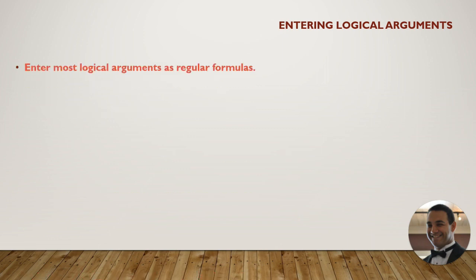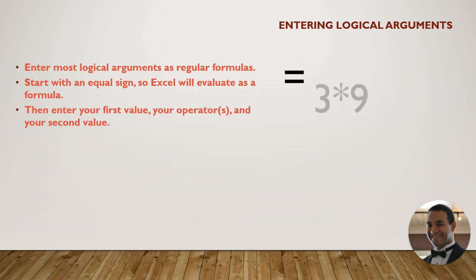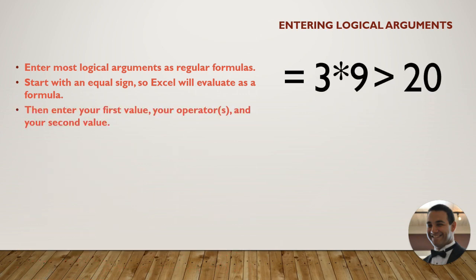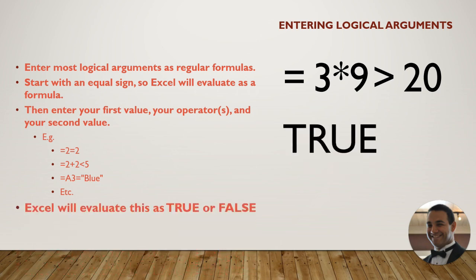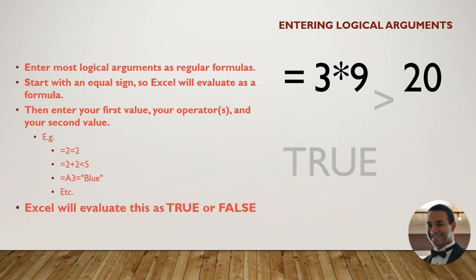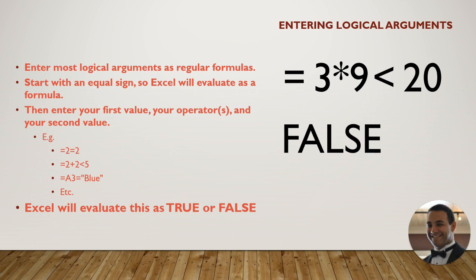Most logical arguments are entered just like regular formulas. They start with an equal sign so that Excel will evaluate it as a formula. Then you enter your first value, your operator, and your second value. Excel will either evaluate this as true or false.